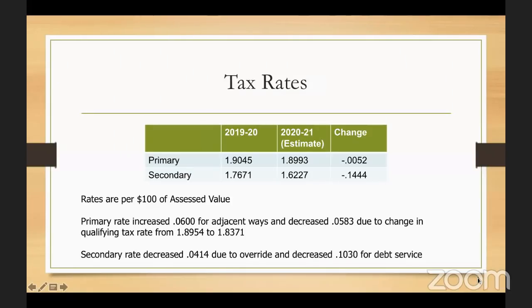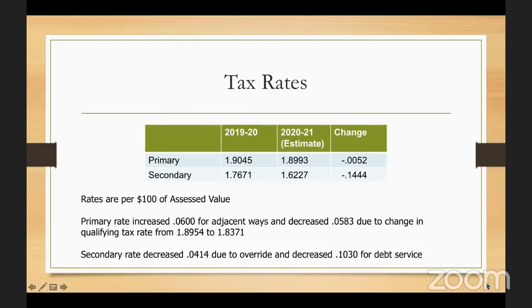The secondary tax, I'm estimating about a 0.1444 decrease. That's due to a decrease in the override, not only the amount, but also the assessed value. So if you think about it, the assessed value increased quite a bit. And so that decreases the tax amount because you take in a smaller amount and you're dividing it by a bigger piece. So it's going down a little bit.